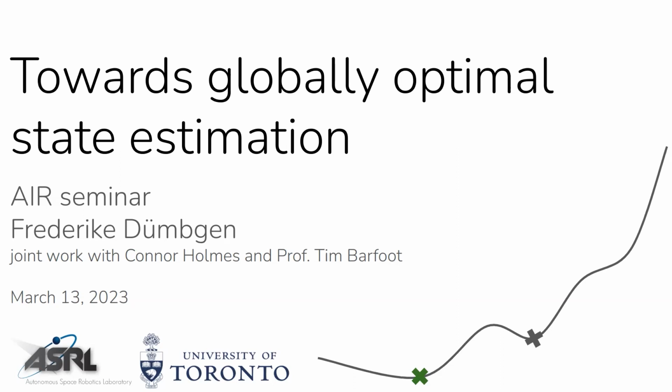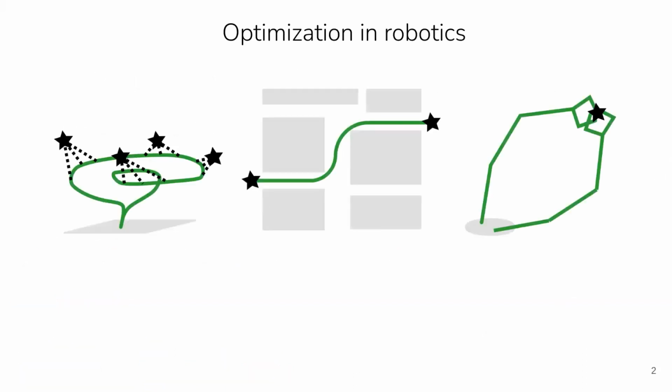So I'm really excited to, for the first time actually, talk about our latest research, which is on towards globally optimal state estimation. And this is all collaboration with Connor Holmes from U of T and Professor Tim Barfoot. I don't think I have to convince anyone here in the audience that a lot of robotics problems nowadays are solved or are stated as an optimization problem. If you think about state estimation on the left here, you typically want to find the best state given some measurements to, for instance, landmark points.